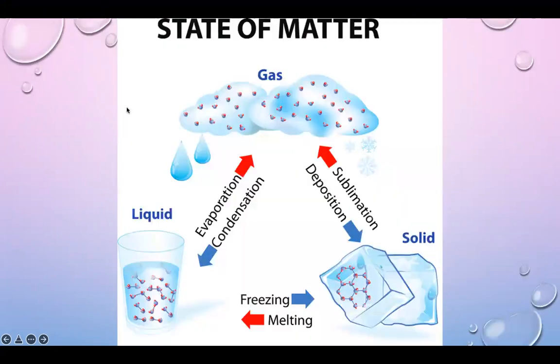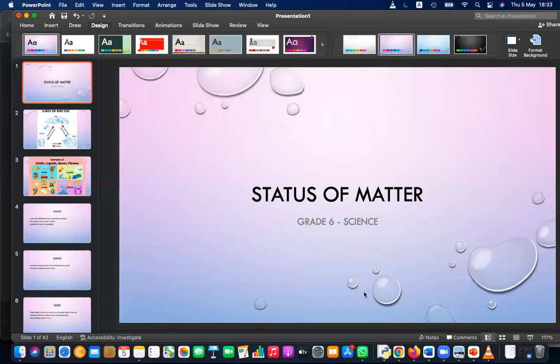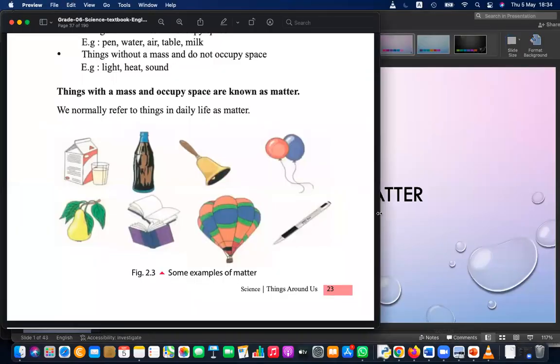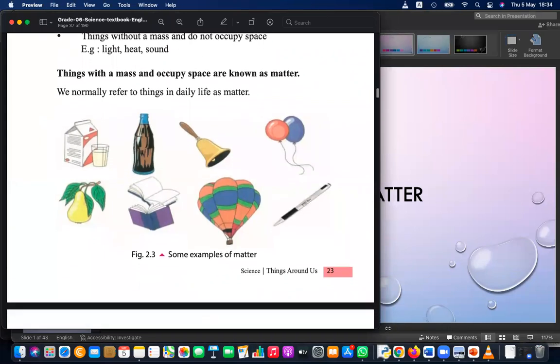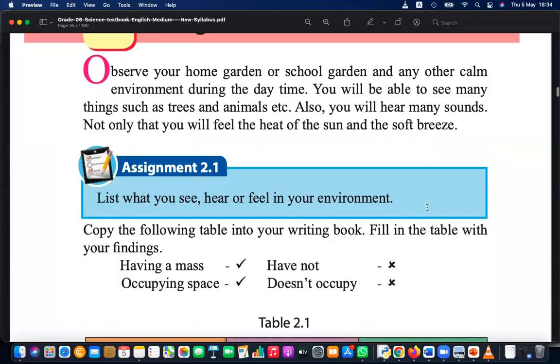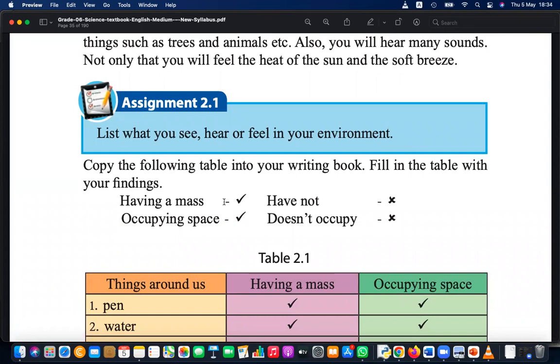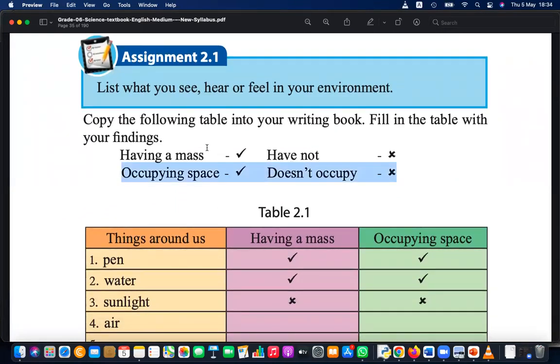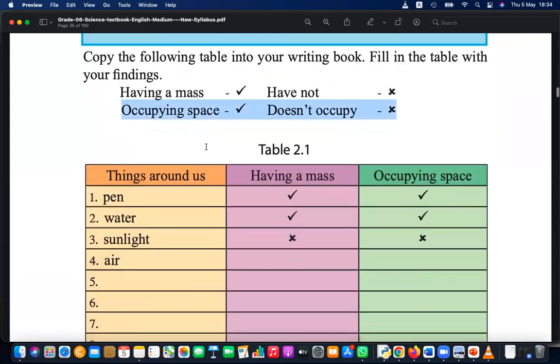After that, we were further dividing. Here it is. This is what we were discussing last day, right? Under lesson number 2, we divided things having mass and not having mass, and things occupying space and not occupying space. And actually, these are considered as some other materials, or rather they are defined with some other concepts.